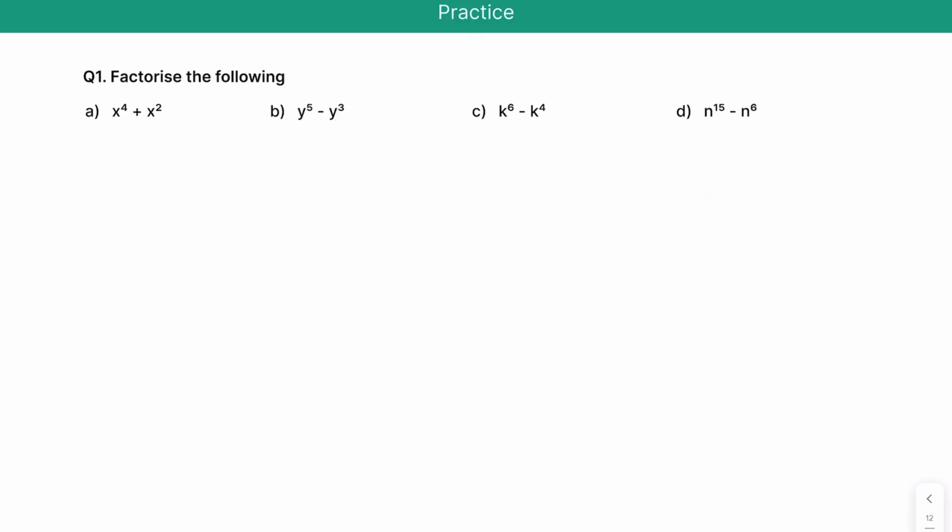So here's some practice questions, press pause and have a go. Here are the answers, mark your work.